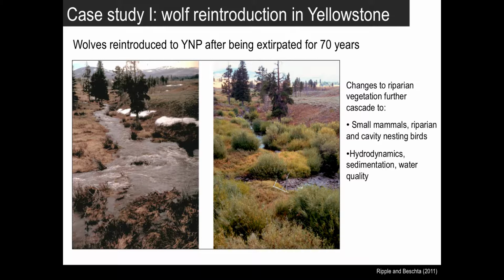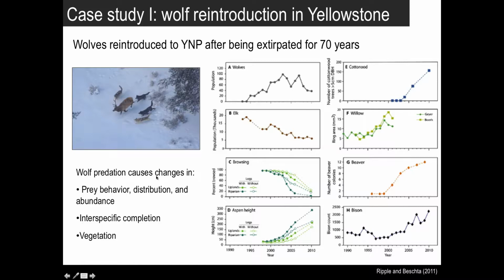So what might explain this sort of change? Well, trophic cascades. Wolf predation causes changes in prey behavior, distribution, and abundance, interspecific competition, and ultimately changes in vegetation. So here we see the population of wolves over time from 1990 to 2010. So this increase in the population of wolves, decrease in the population of elk, and the decrease in the browse, increase in aspen height, increase in cottonwood, increase in willow.